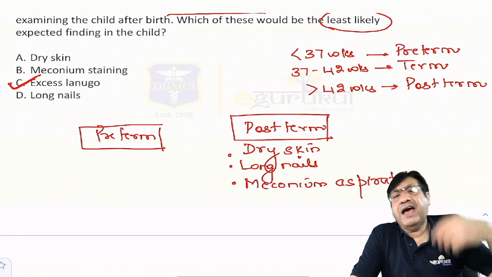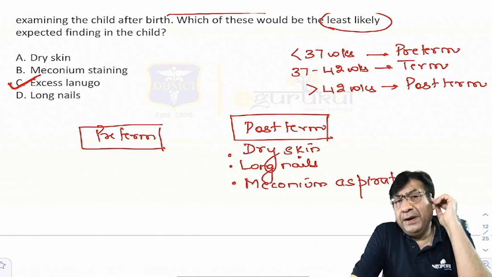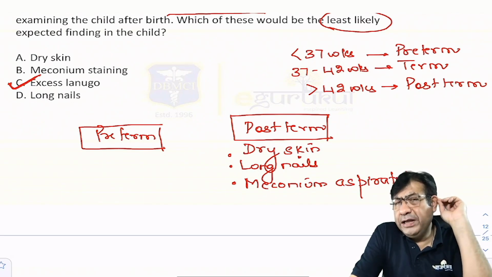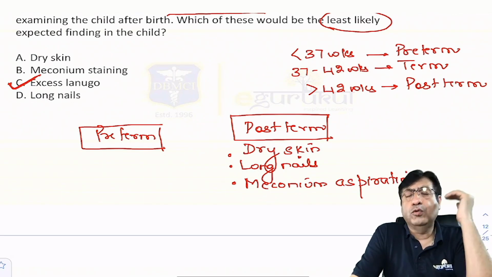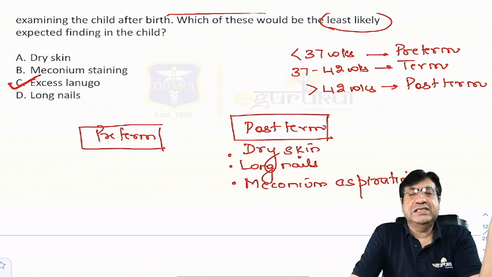Preterm children, in addition, may have very small breast nodules. If you press the ears in preterms, the ear very slowly goes back to its original position, which is because of deficient ear cartilage. So very slow ear recoil is seen in preterm babies.